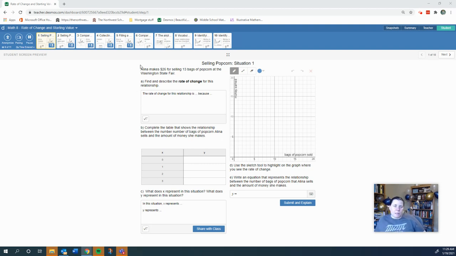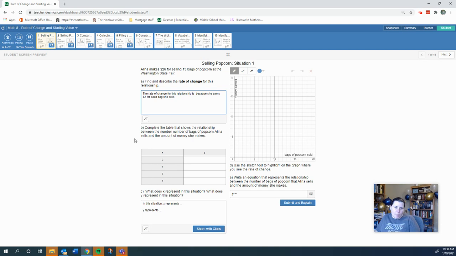Okay. Alina makes $26 for selling 13 bags of popcorn at the Washington State Fair. Part A, find and describe the rate of change for this relationship. The rate of change for the relationship is 2, because she earns $2 for each bag she sells.